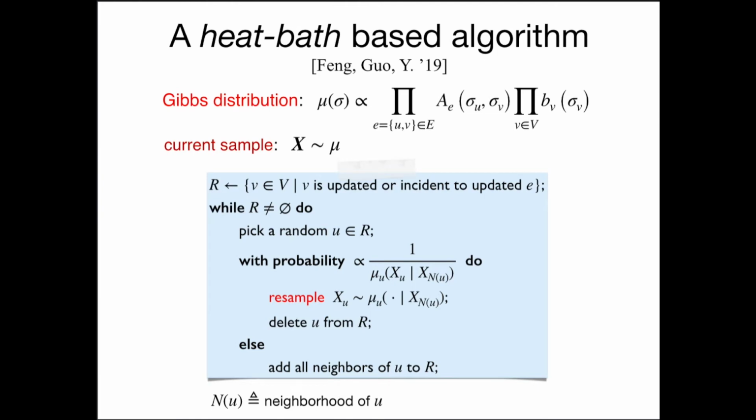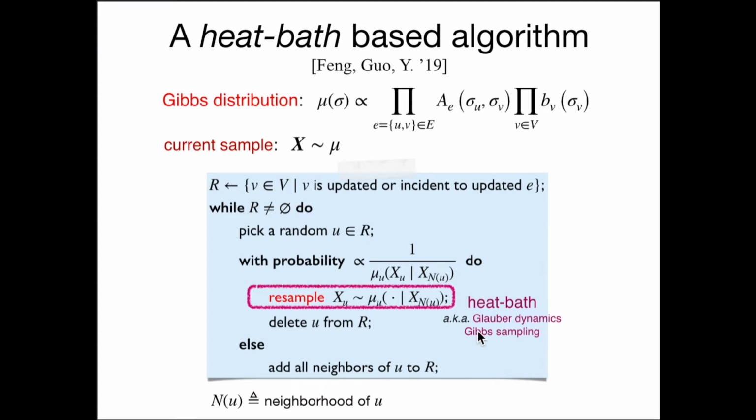And before talking about its analysis, let's see another dynamic sampling algorithm. It is a heat bath based algorithm. Initially, we still have the current sample X, and construct a set R of vertices affected by the dynamic update of the graphical model. Now we try to fix one incorrect vertex U at a time, hopefully just by resampling its spin according to its current marginal distribution. And this is the well-known heat bath transition in the so-called Glauber dynamics or Gibbs sampling.